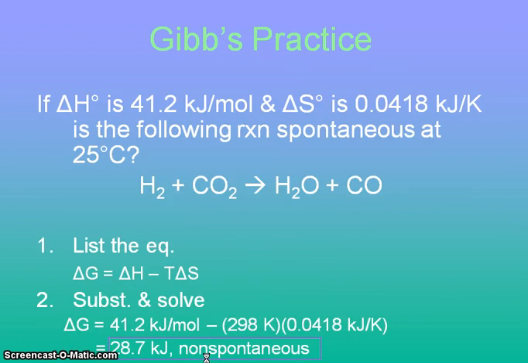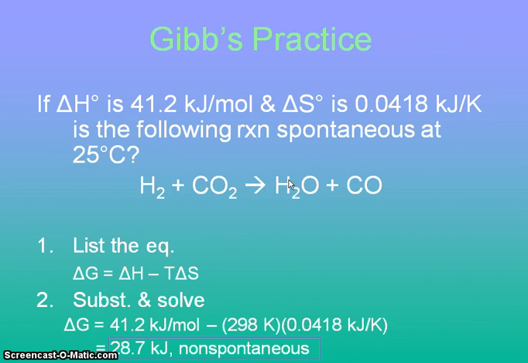So here's a sample Gibbs problem. This one says if the delta H is 41.2 kilojoules per mole and delta S is 0.0418 kilojoules per Kelvin, is the following reaction spontaneous at 25 degrees Celsius? So generally these problems will just ask us if the reaction is spontaneous or not. They won't say necessarily to calculate Gibbs free energy, so you will need to know that.